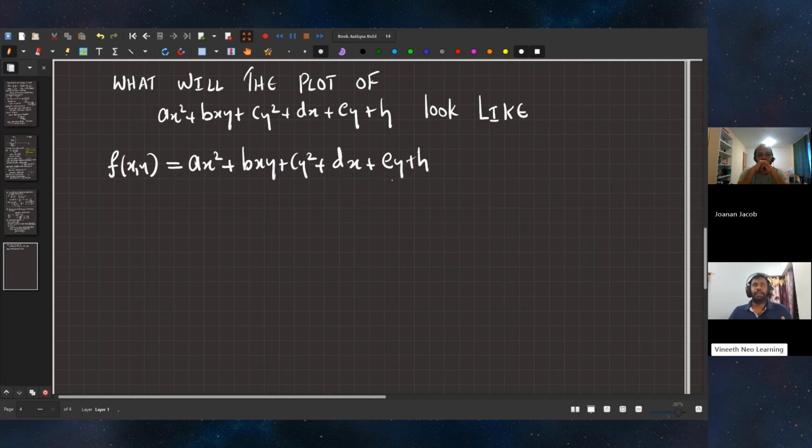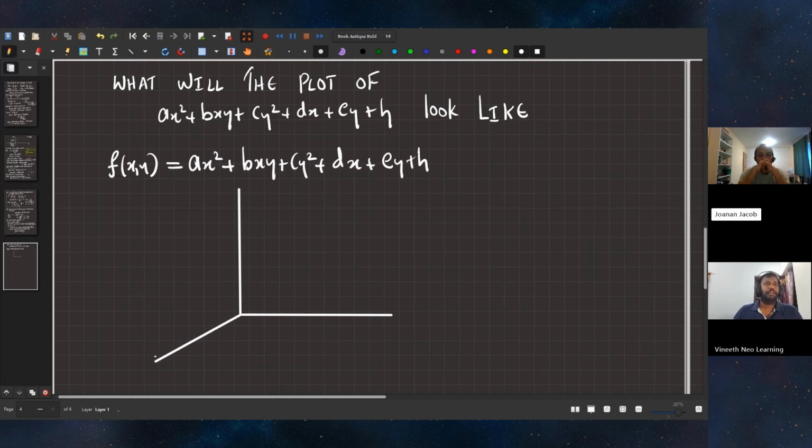But we are actually interested in equal to 0, meaning we are interested in the values of x and y for which this equals 0. So you will plot it in a 3-dimensional graph, I think. Exactly. We will plot it in a 3D space of x, y, and f of xy. This is x, this is y, and this is z equals f of xy.